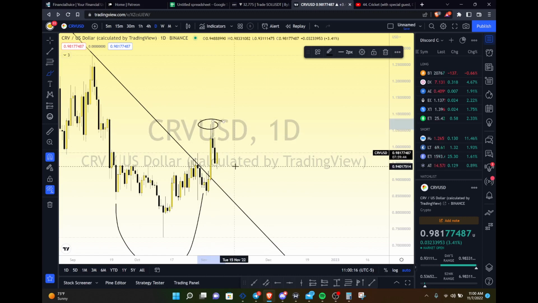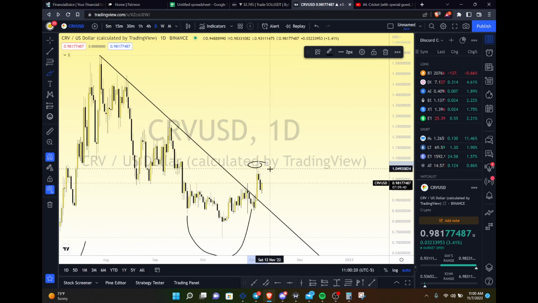It's not confirmed until I get a daily candle close above this level here. Then I can say, okay, we've broken this descending trend line. We're continuing a new structure of some sort, whether that's an uptrend or a new consolidation where something has changed. Until that breaks, I don't consider that.